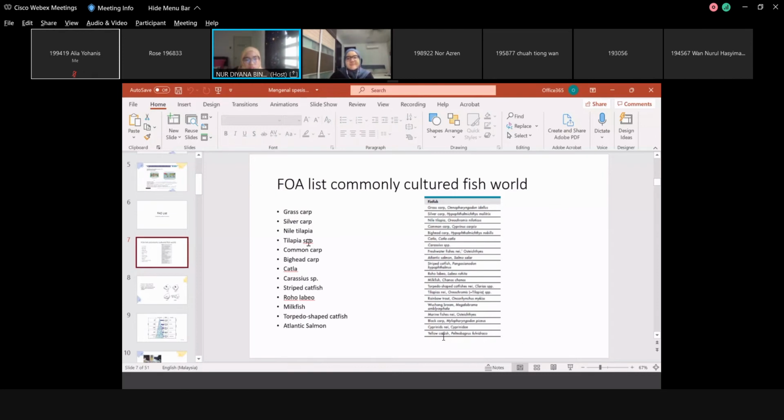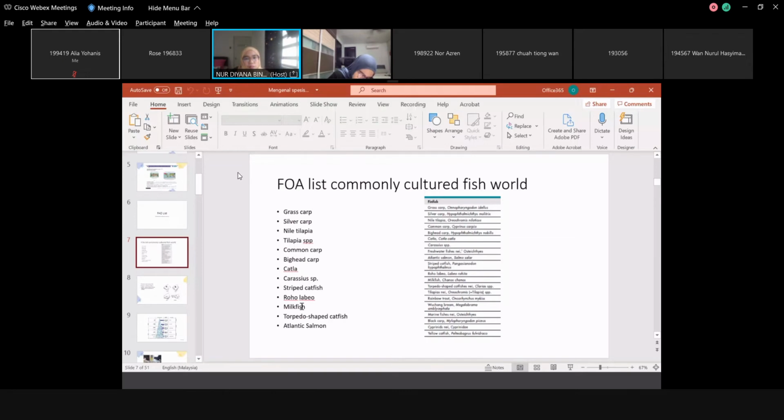Tilapia species is a red hybrid. We have here red and red hybrids. Common carp, big head carp, right? We'll see this later. Katla, Carassius is like koi's, right? Catfish, rojo labio is rojo fish.